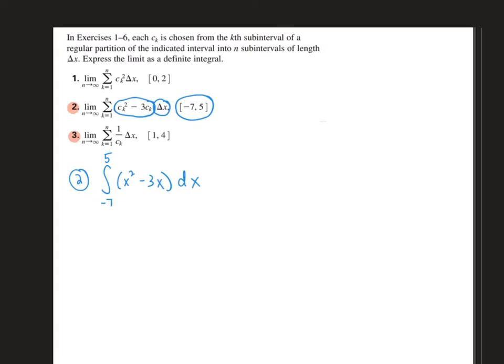All right. And then number 3, same idea. Go from 1 to 4. Always the smaller one on the bottom, for now at least when you're talking about area. This will be 1 over x dx. Okay, and that's it.